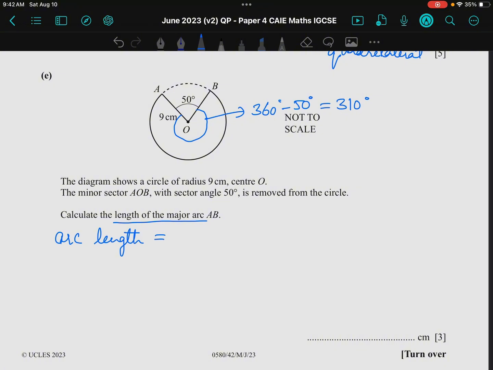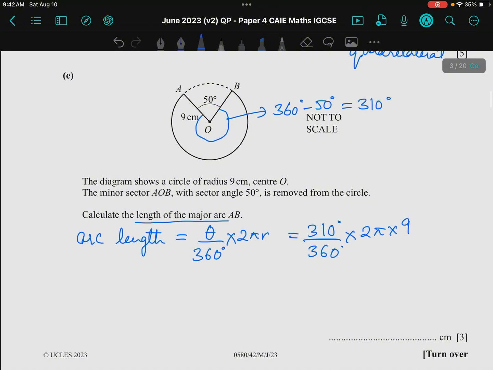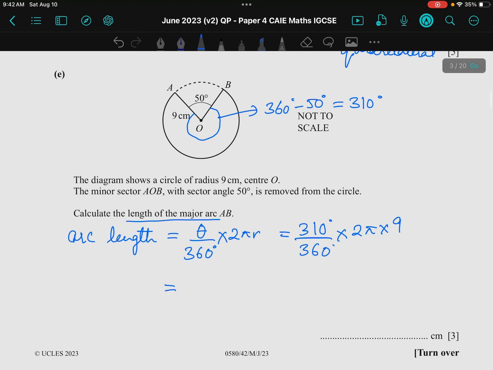So arc length is equal to theta upon 360 multiplied by 2 pi r. This is the formula. So for the major arc, what is the angle? 310 degrees upon 360 degrees multiplied by 2 pi, and r is given as 9. Put this value in your calculator. So your answer will be 48.7.